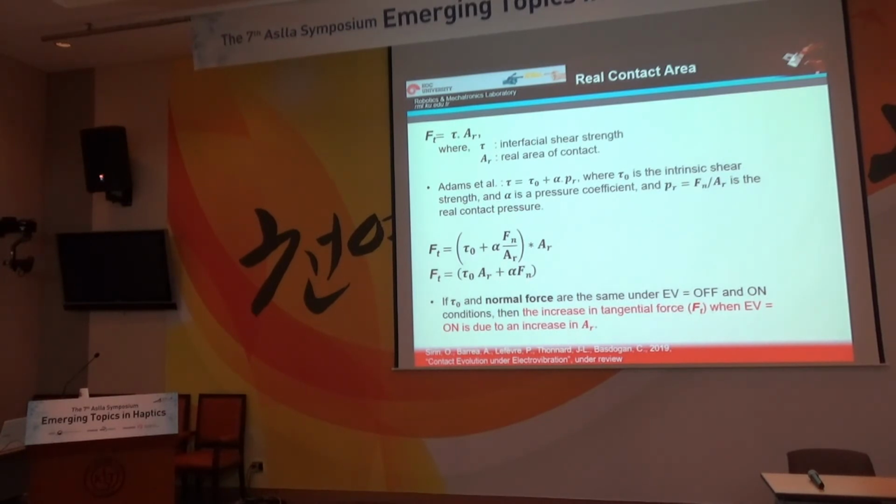If you focus here and compare the cases of electrovibration off and on, you can see the normal forces are the same. This is the normal force applied by the finger. If you assume that this part is also constant, and alpha is also constant, you can easily see that the real contact area seems to be the one responsible for increasing tangential forces.